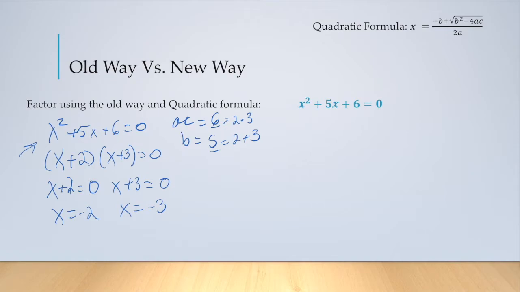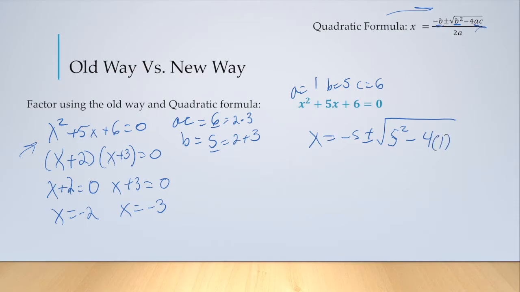When I approach solving quadratic equations, I always try to find the factors of AC that add up to b, because it's a little bit clunky to use the quadratic formula, and I'll show you what I mean. I have a is 1, b is 5, c is 6, and all I'm going to do is substitute into the quadratic formula. So x equals negative b, which is a negative 5, plus or minus the square root of b squared, which is 5 squared, minus 4 times a, which is 1, times c, which is 6, all over 2 times a, which is 1.